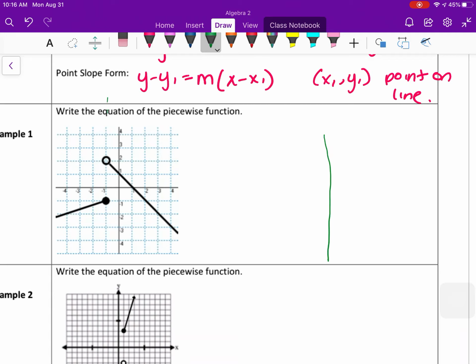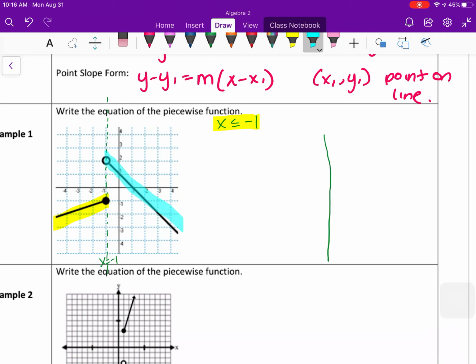So I look at where my domain is split. So where are the lines going in different directions? And it looks like it's when x is equal to -1 right here. So to the left, I have the closed circle, and we're going to the left of -1. So that is when x is less than or equal to -1. So that's my left side. That's the line that I have highlighted here in yellow. X is less than or equal to -1.